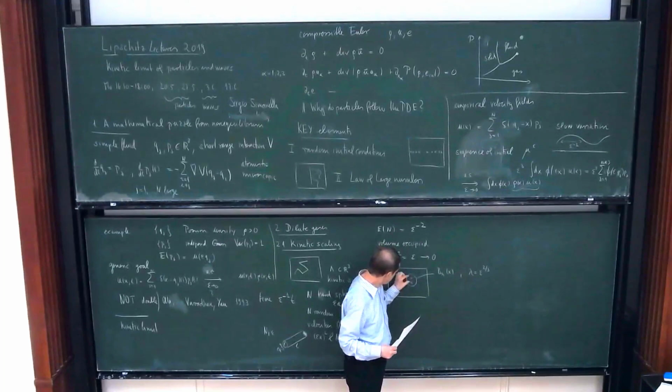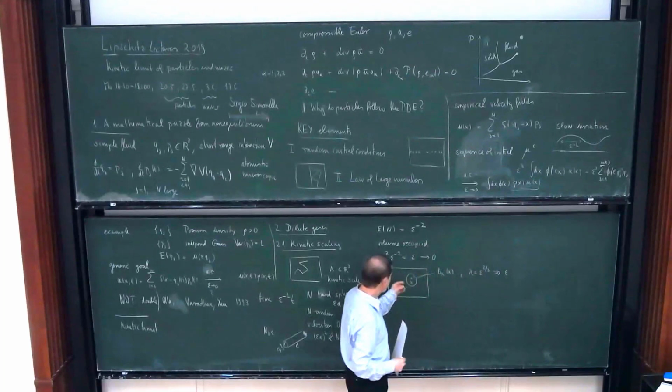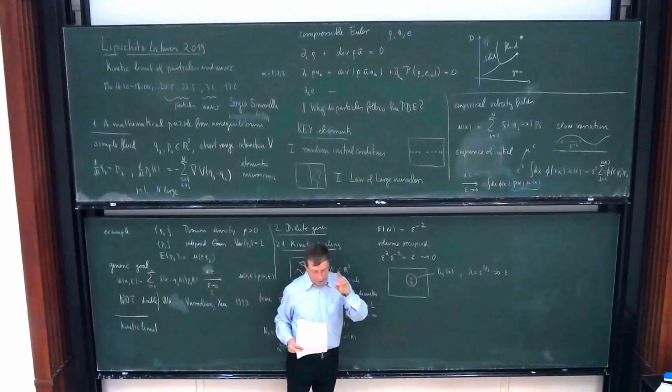Okay, and then you see that this is of course still much, much larger than the typical distance, so even on that scale, you know, this will become point particles. And so you can ask yourself, what will be the statistics of the particles that I'm going to look at in such a small box? And now comes an important message.